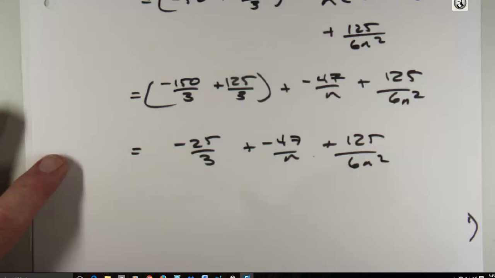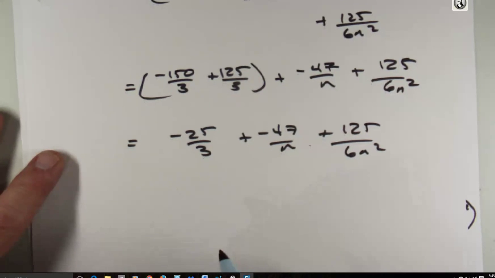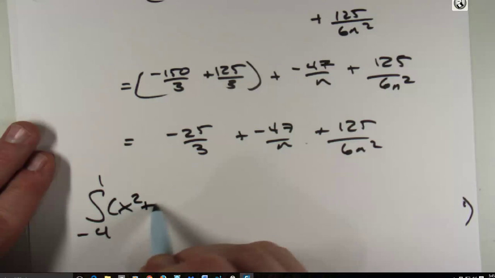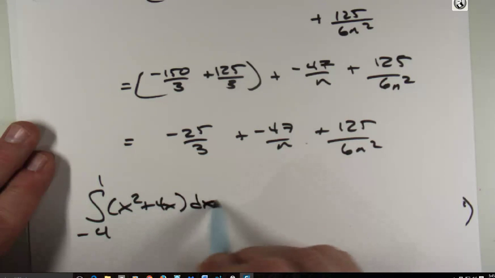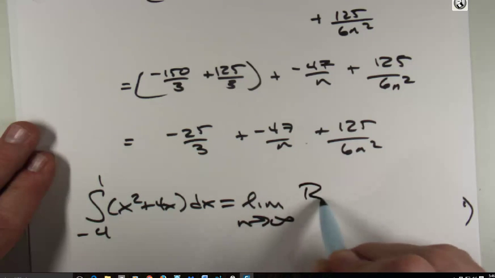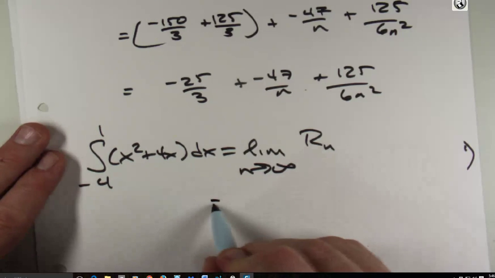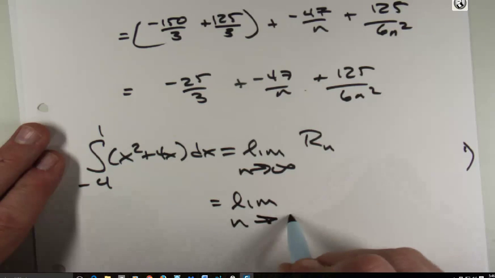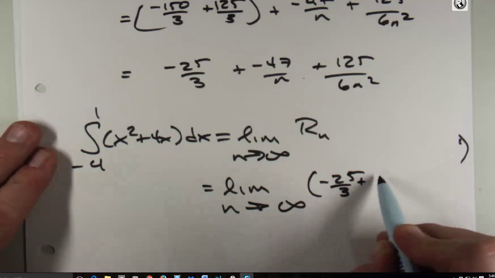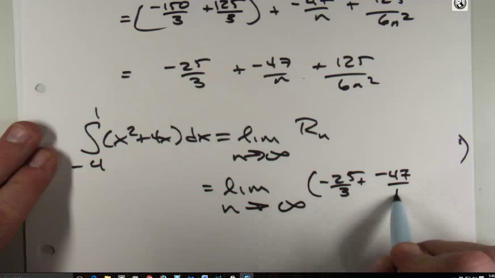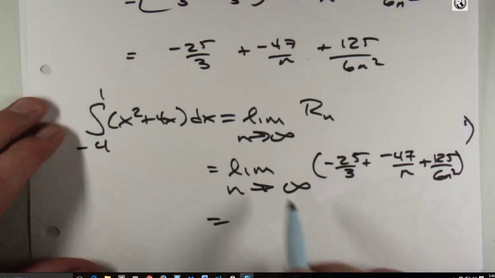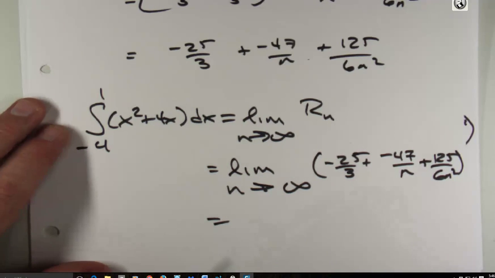That's the right-hand sum. Oh my gosh. So we know that the integral from minus 4 to 1 of x squared plus 4x dx is equal to the limit as the number of rectangles grows without bound of the right-hand sum by Riemann, which is the limit as n tends to infinity of, okay, wait for it, hold on, let me recopy stuff by the substitution property of equality, which is the limit of a sum is the sum of the limits. The limit of a constant is a constant. Bam!